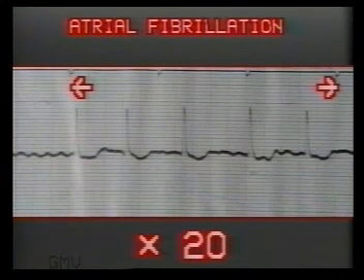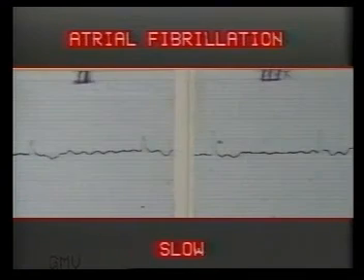We have already learnt how to calculate the rate in atrial fibrillation. Measure the number of R waves in 15 large squares and multiply the number by 20. Here the rate is 5 into 20, that is approximately 100 per minute.